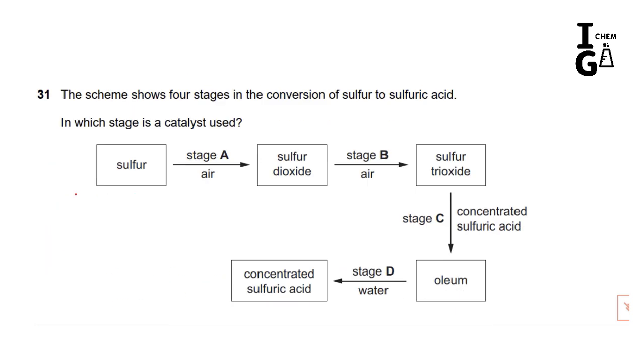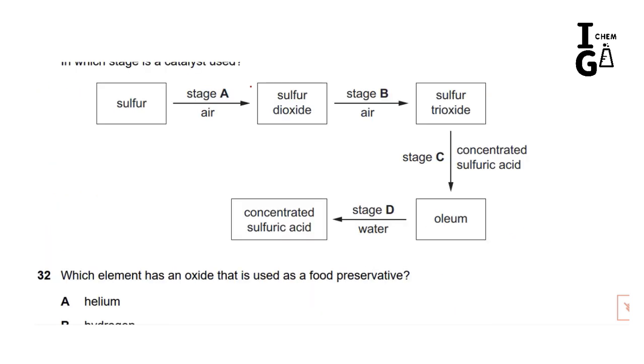Okay? 31. The scheme shows 4 stages in the conversion of sulfur to sulfuric acid. In which stage is a catalyst used? So here is sulfur, stage A in air to be sulfur dioxide, so this is oxidation. Sulfur dioxide, again, stage B to be sulfur trioxide, so this is further oxidation. So actually, guys, this is the correct answer, P.